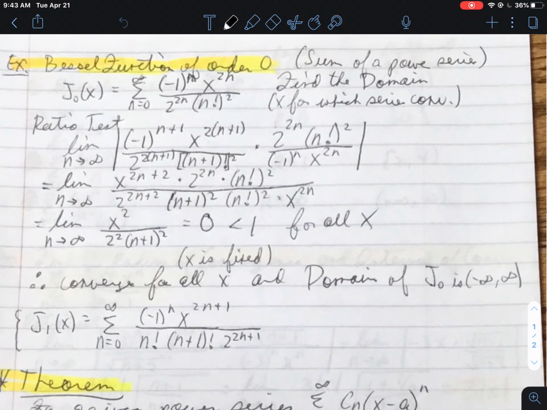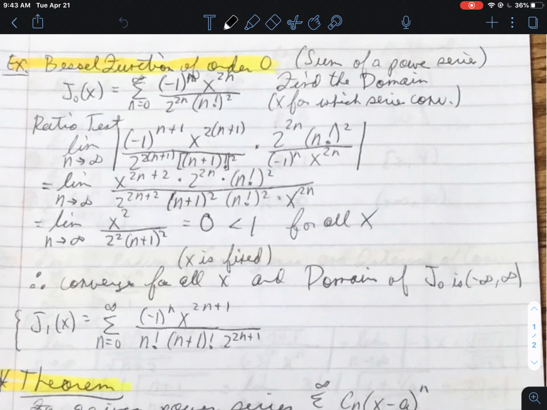It is the sum of a power series. Notation, J sub 0 of x, J obviously for Bessel, is equal to the sum as n goes from 0 to infinity of negative 1 to the n, x to the 2n over 2 to the 2n times n factorial squared. That's a pretty function. Question, find the domain of that function. All right, so again, that means the same as find the values for x for which that series converges. Now again, the Bessel function I'm not particularly interested in specifically here. It's just an example of a function that's used in physics that is actually the sum of a power series.